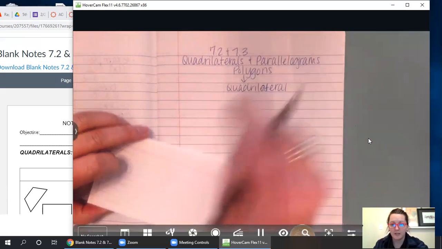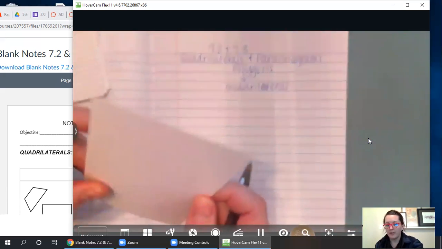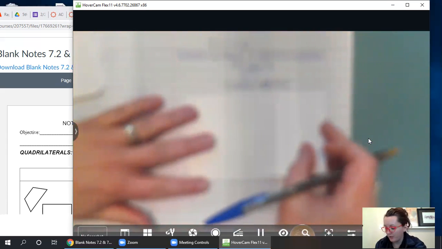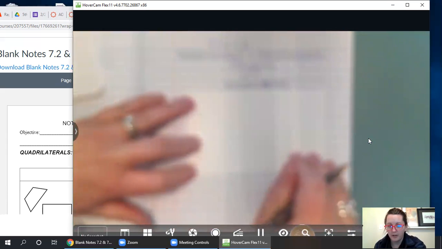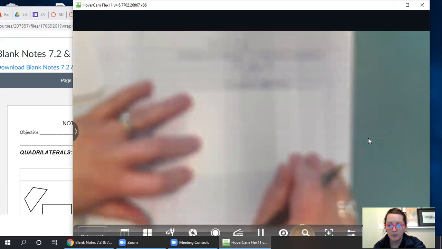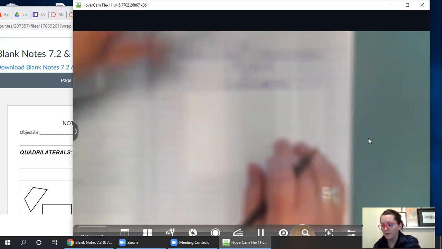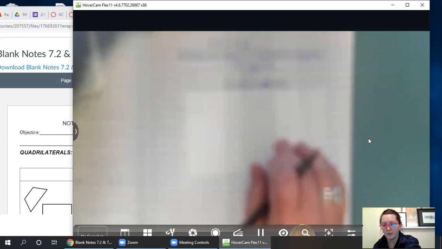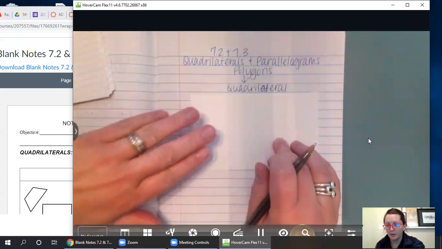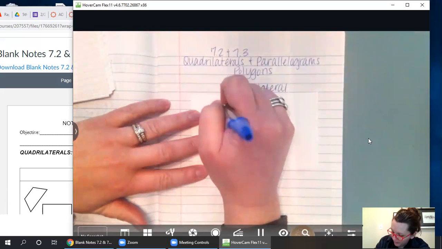Can't talk and spell at the same time. A quadrilateral is just any four-sided figure. So I'm going to use my note card here, and you can use your note card too. We're going to be referencing them as we take notes going forward. Come on, focus for me. There we go.